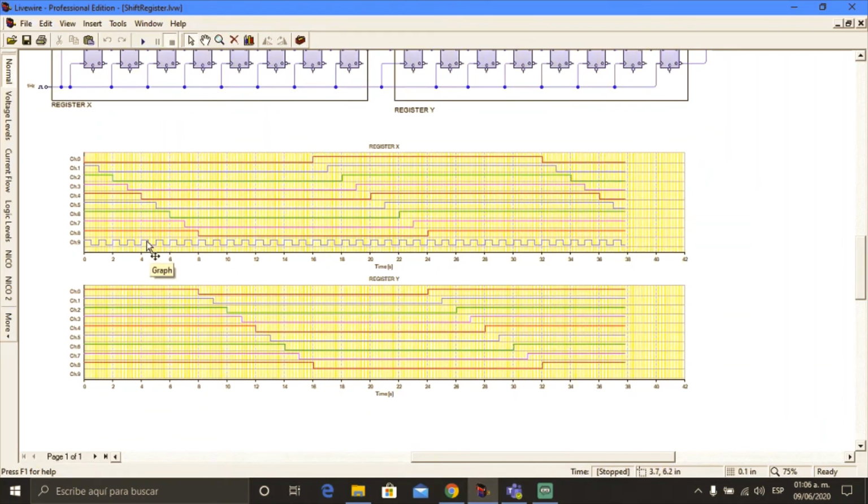Just to mention that this pattern, this changing, just occurs when our clock has a high state. So when it gets a high state, we're going to change the state of our flip-flop.